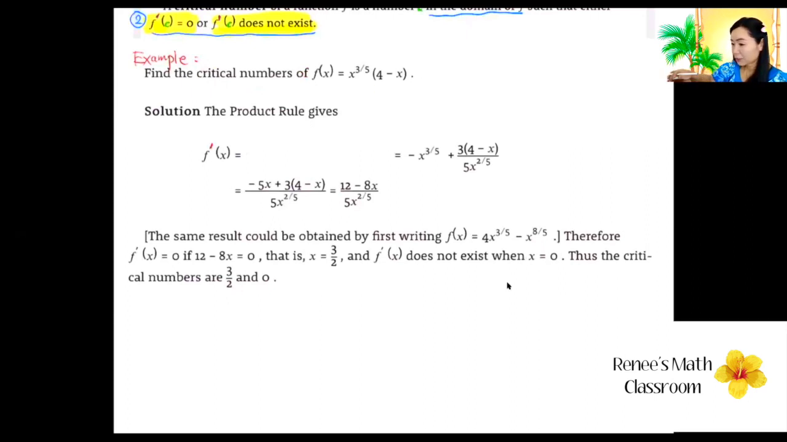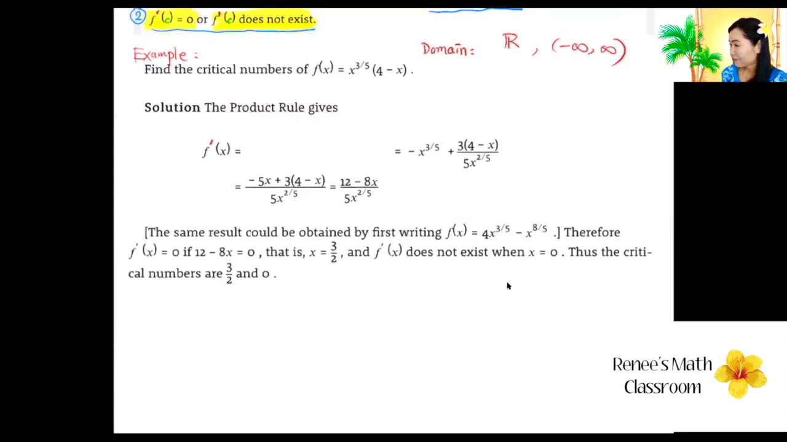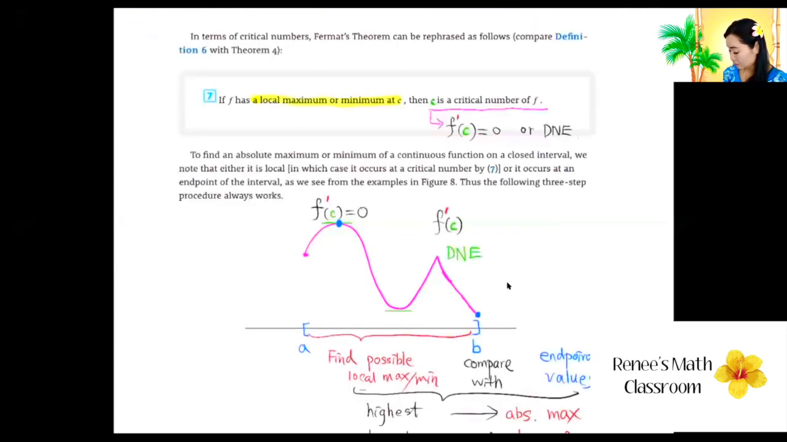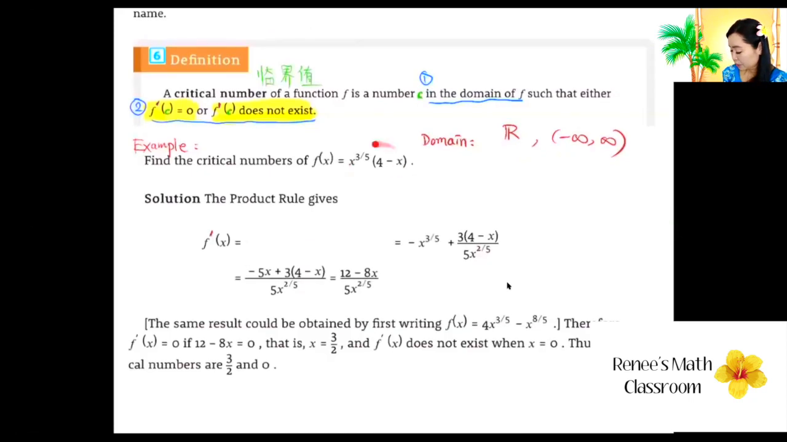What's the domain for this function? Well, it looks like this one here doesn't involve an even root, right? And x is not in the denominator. So the domain for this is actually all real numbers. Or you can put down negative infinity to infinity. Now we're going to look for a critical number inside the domain. So first, we're going to differentiate that, and then we try to find out when the derivative equals 0 or does not exist.